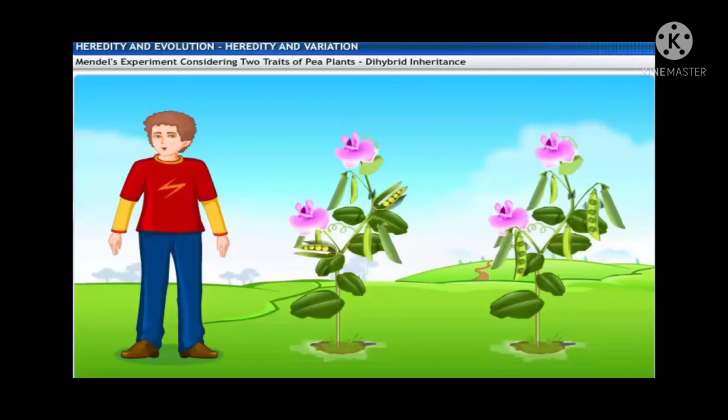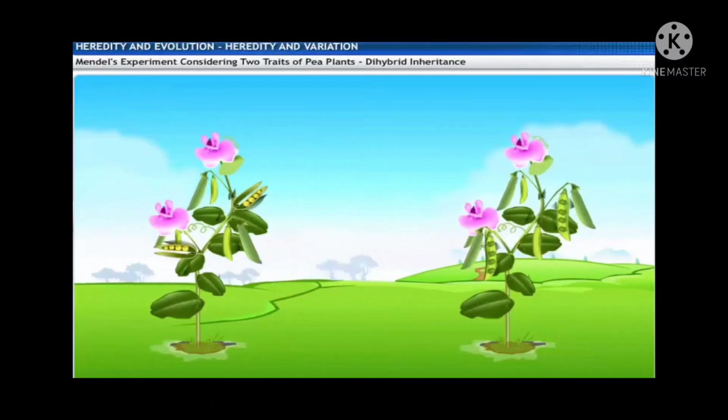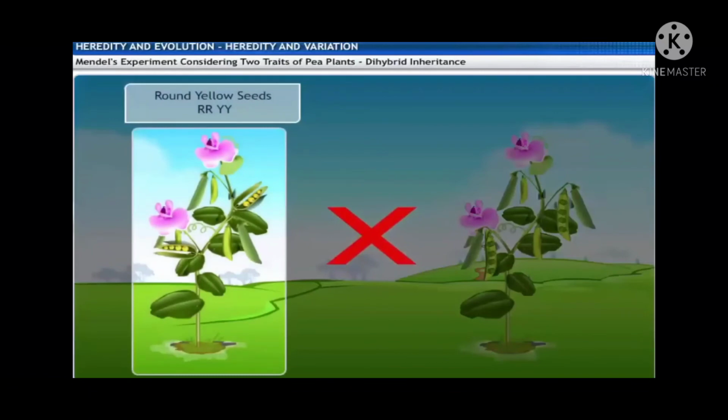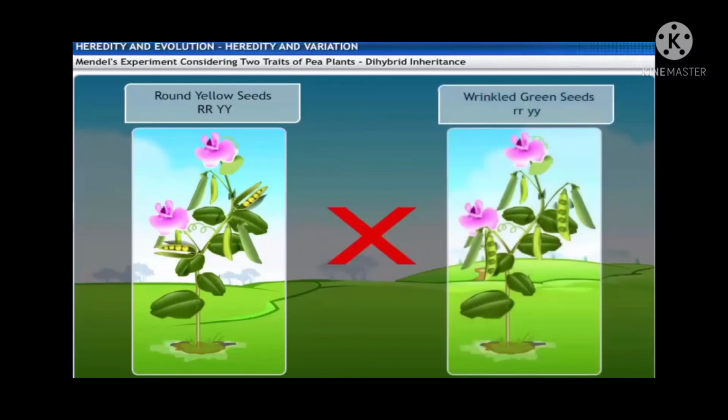What happens when pea plants of two different characteristics are bred with each other? That's an interesting question. Let's consider a hypothetical situation. We cross a plant producing round and yellow seeds, RRYY, with a plant producing wrinkled green seeds, rryy.